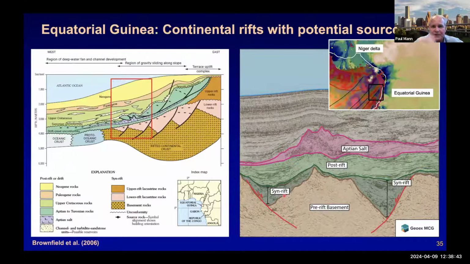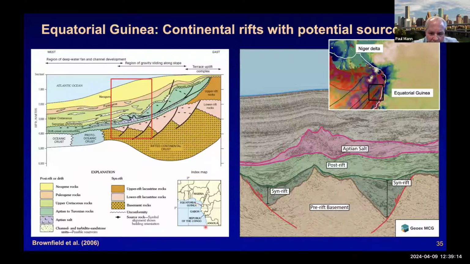Okay, so moving now to Equatorial Guinea, which is to the southeast of the Niger Delta. Small country, but it seems to have a lot of potential just based on what we've looked at. These are data provided by GeoX. But it's a very steep margin because it's an obliquely open margin, so it has a tendency to form a passive margin fold belt. It has a lower rifted section in continental crust. You can see that here. It has a little bit of salt.